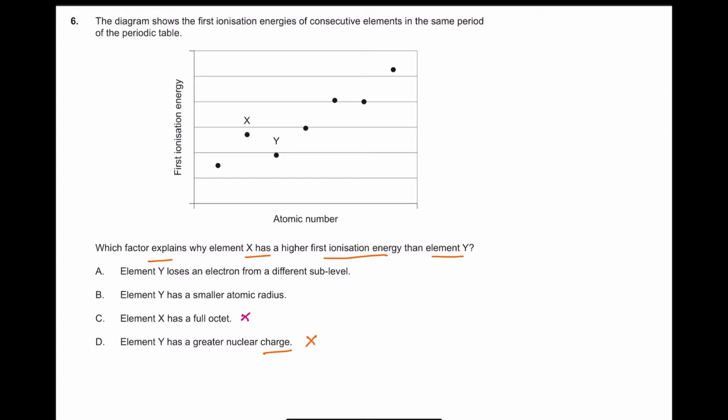So the ionization energy of Y should be higher than that of X if we go by this logic. So again, this is not correct. So we are left with option A, and that is exactly our correct answer.